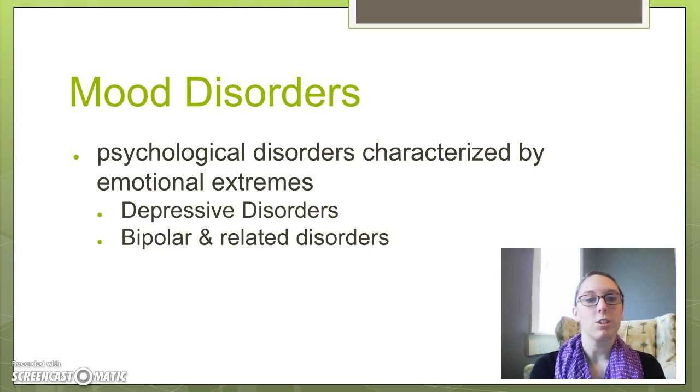All right, another major category of the DSM-5 is going to be the category of mood disorders. Looking at mood disorders, they are generally defined as disorders characterized by emotional extremes. There are a lot of disorders listed underneath this category, but the two major ones that we're going to be focusing on are the category of depressive disorders and then the category of bipolar and related disorders. And in this lesson, we're going to focus mainly on depressive disorders.